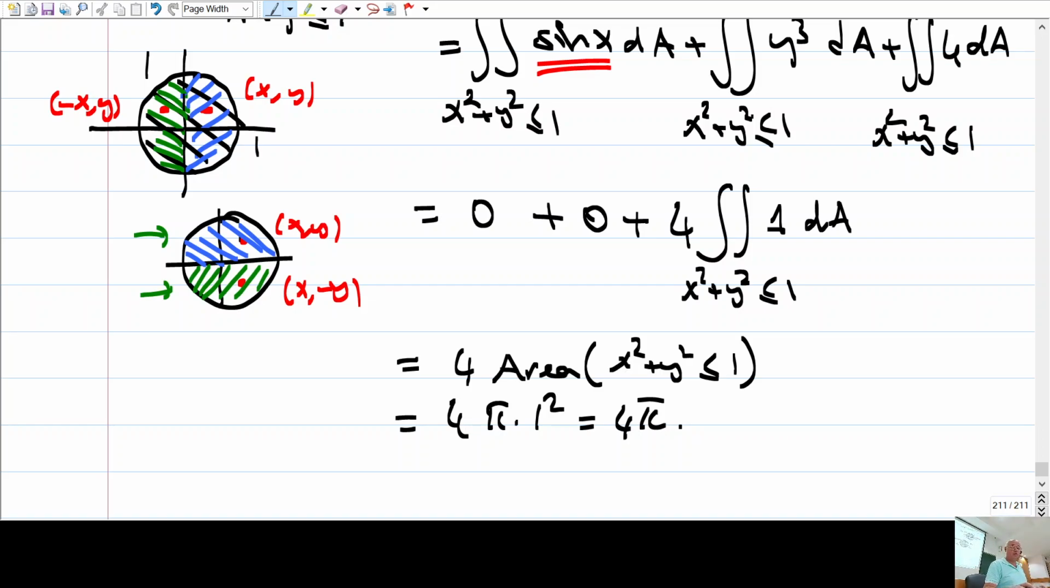Here we made use of the fact that if you have a symmetric region, and if your function is positive on one half and negative on the other half with the same values, then the integral will be 0.